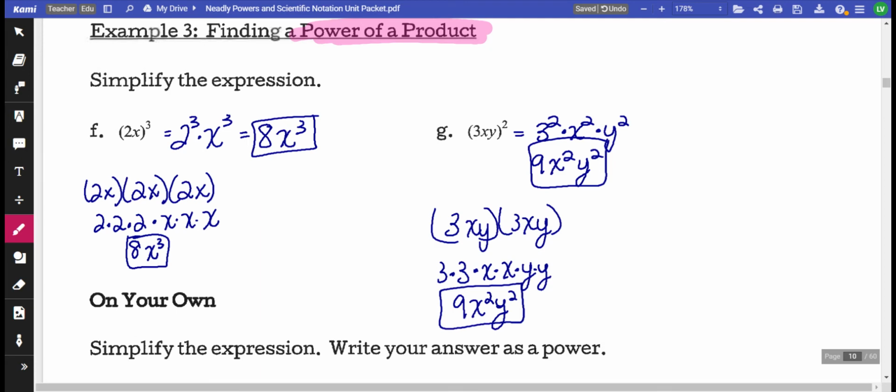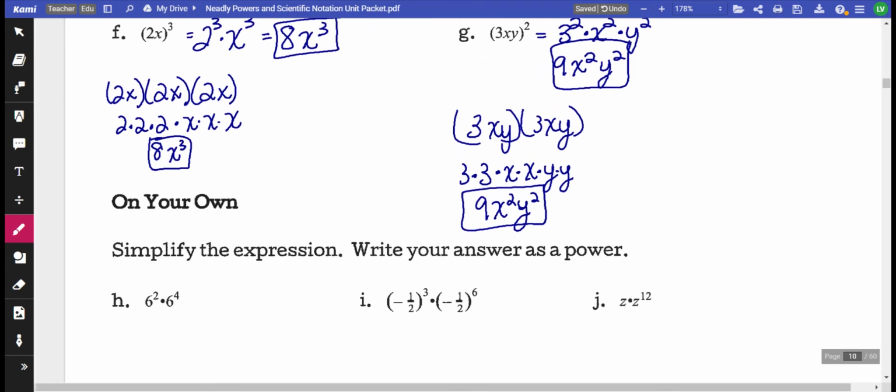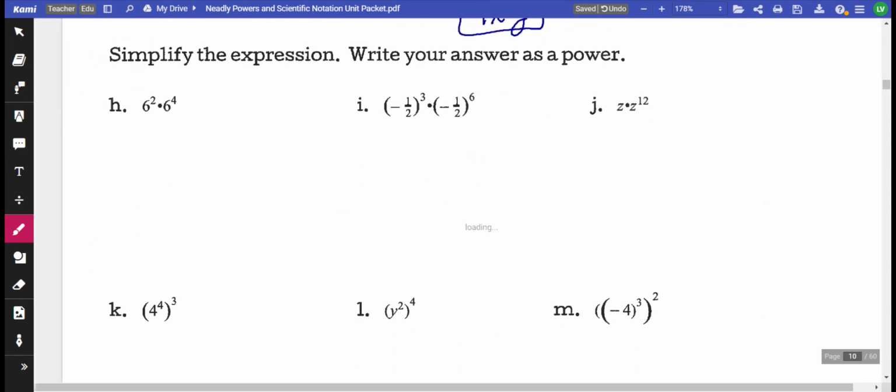So let's try some problems on your own. You're going to simplify the expression and write your answers as a power. So the next few problems are a mixture of all 3 of the properties. Whether it's a product of powers, the power of a power, or power of a product. So letter H, well, that is going to be the product of powers.